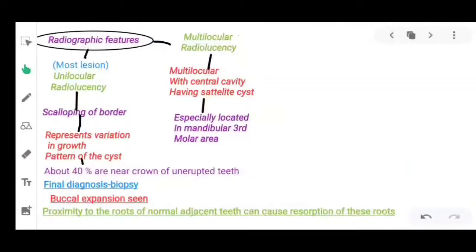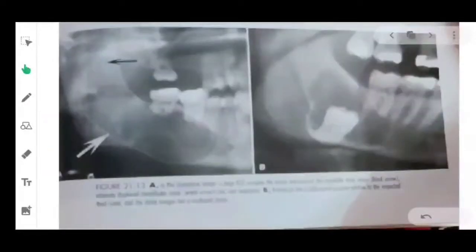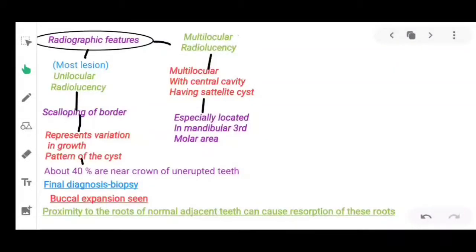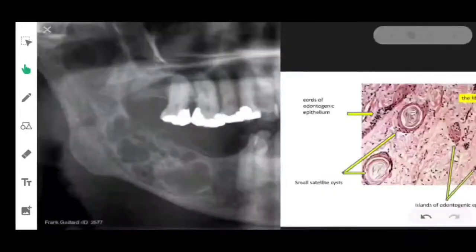In about 40% of the cases, this cyst is near the crown of the unerupted teeth. Therefore, this cyst occurs mostly with the third molar of the mandible, the impacted third molar of the mandible. In multilocular, it is seen with the central cavity having satellite cyst. In the next slides we will also study what a satellite cyst is. But till now remember that multilocular radiolucency is seen with the central cavity having satellite cyst. This is especially located in the mandibular third molar area.